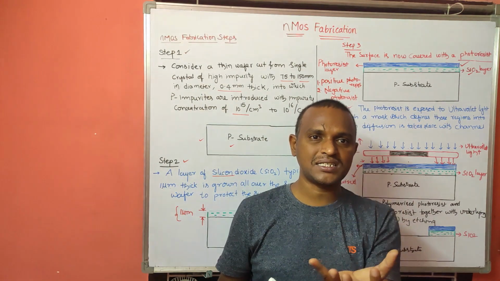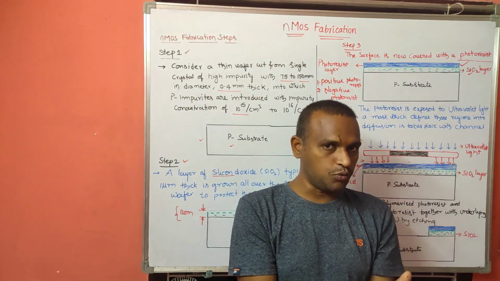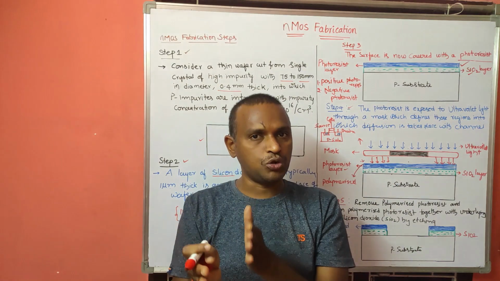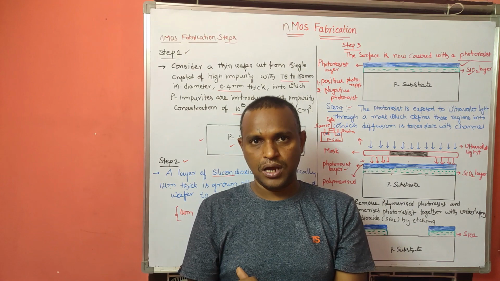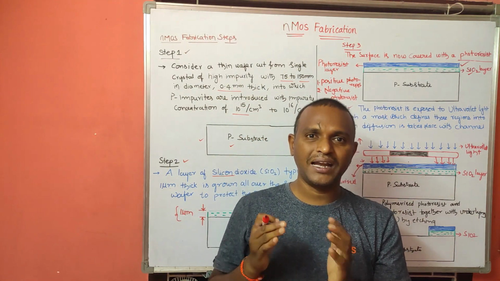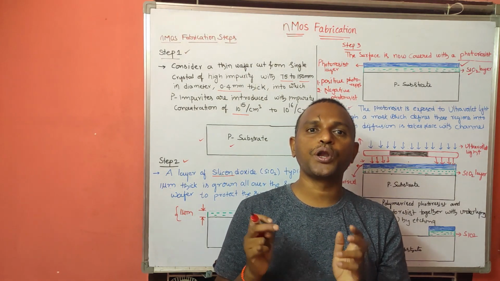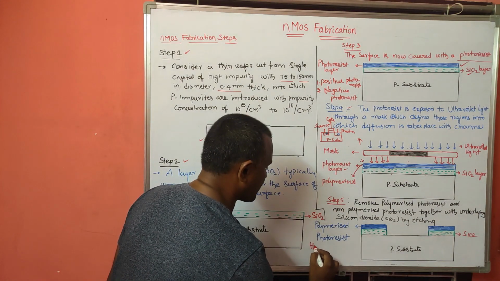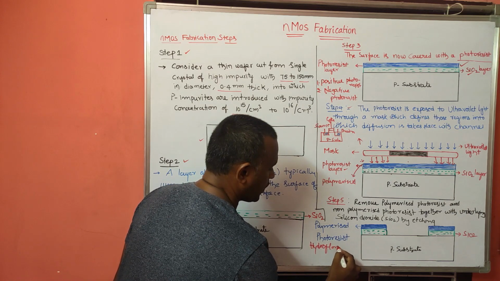So what is the fifth step here? We have to remove the polymerized photoresist and at the same time the non-polymerized photoresist and the SiO2 under that non-polymerized photoresist, by using different solvents, and this SiO2 will be removed by hydrofluoric acid.